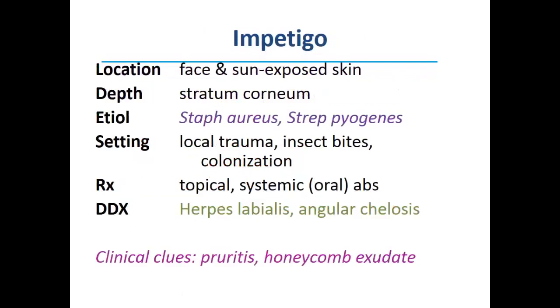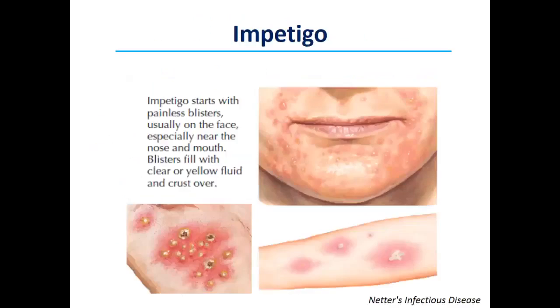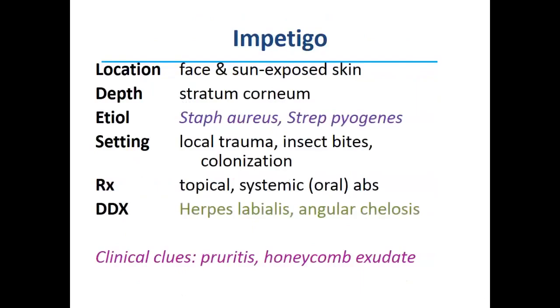As you remember, impetigo is the most superficial layer of infection. It tends to involve the face or other sun-exposed skin. It involves the most superficial layer, the stratum corneum, and it's either staph or strep. It can be precipitated by trauma, insect bites, local trauma, or just colonization of staph on the skin. And usually we don't even do systemic therapy.